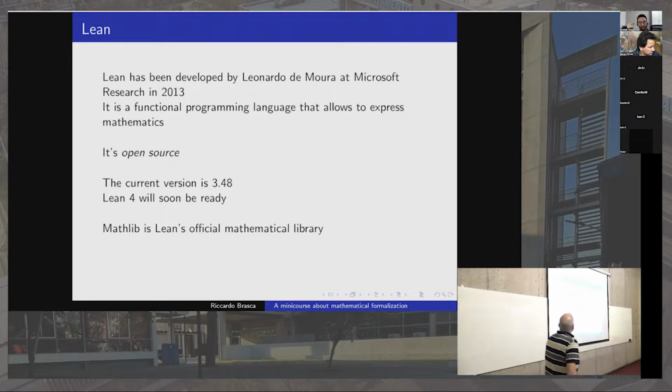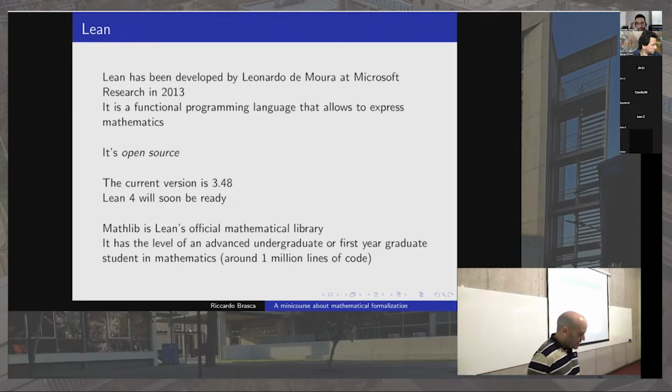Lean comes with a mathematical library with a lot of theorems already proved in the library. The name of the library is MATLib, and you can think of MATLib as an advanced undergraduate student, or maybe a beginner graduate student in mathematics. It has around 1 million lines of code, and we are going to use it a little bit, but we are not going to use the full library, for the good reason that all the examples I'm going to show you are already done in the library, essentially.